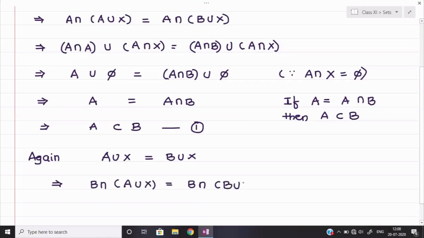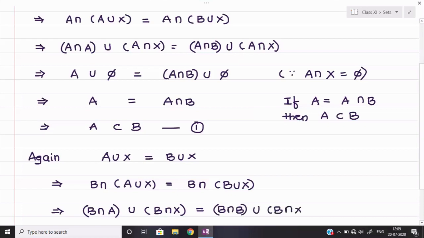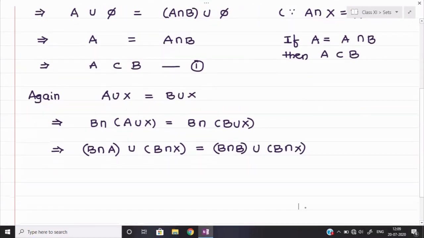Right? Now we shall apply the distributive law. So if I apply the distributive law, B intersection with the first set, that is A, then the sign between both of them is union, and again B intersection X. Similarly here, B intersection B and then union B intersection X. Okay, so the distributive law as we have applied in the earlier questions, same way I have applied here also.